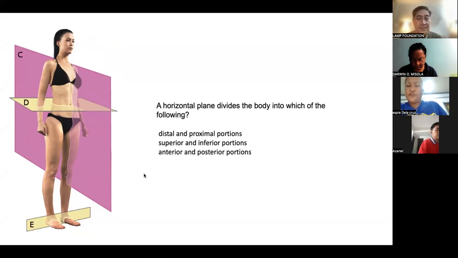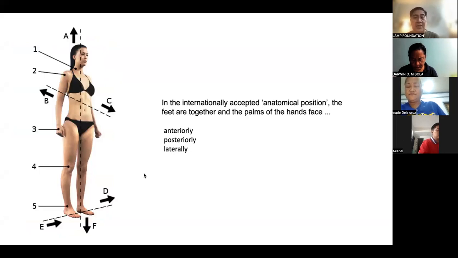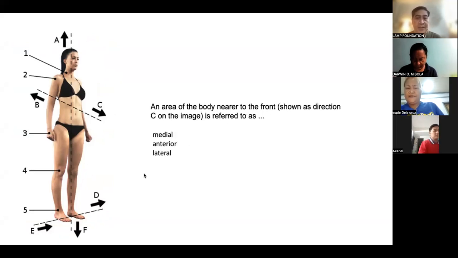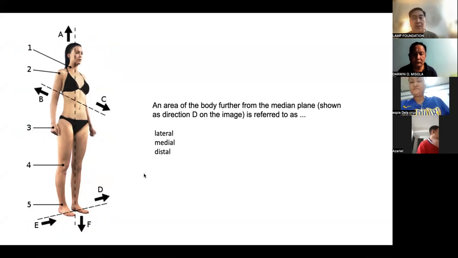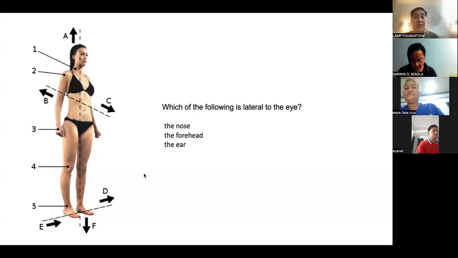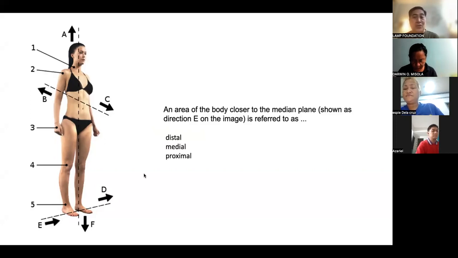A horizontal plane divides the body into superior and inferior portions. In the international anatomical position, the feet are together and the palms of the hands face anterior. An area of the body given to the front, shown as direction C in the image, is referred to as anterior. An area of the body further from the median plane, shown as direction D on the image, is referred to as lateral. Which of the following is lateral to the eye? The ear.